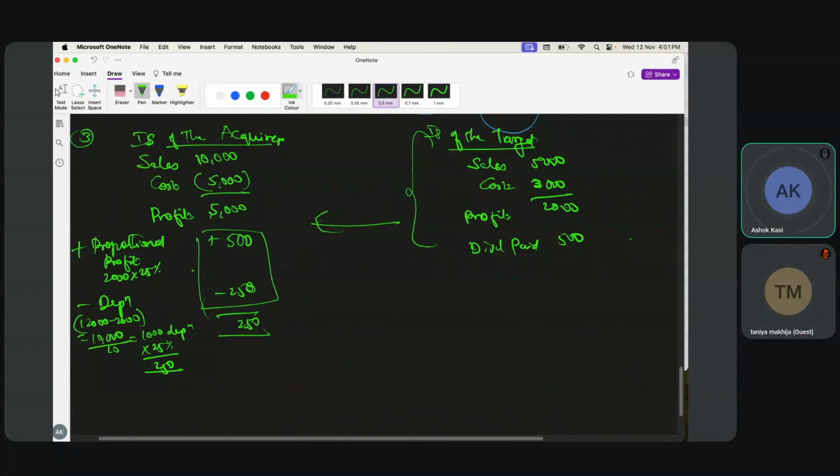Okay. So two things you have to remember: proportional profit and depreciation. See, proportional profit automatically strikes your mind. What people will forget is the depreciation. So that you should not forget. Okay. So the questions will come like this only. So they will say, overall, what will be the impact in the income statement? So overall impact is addition of 250.